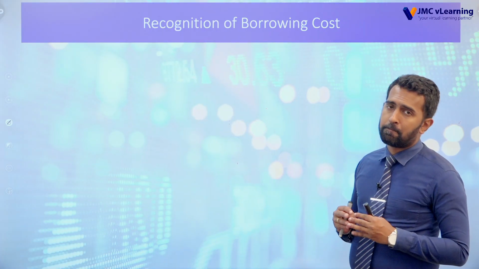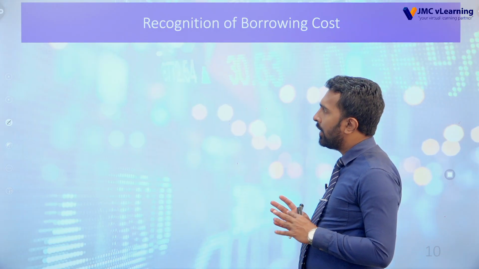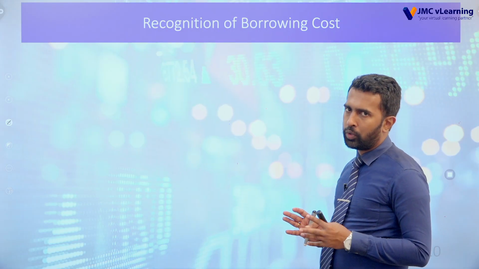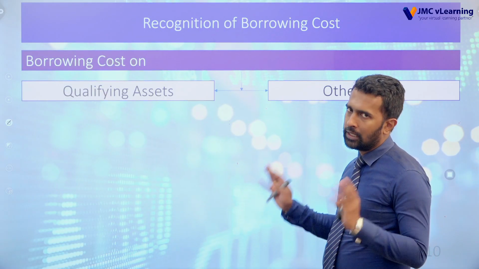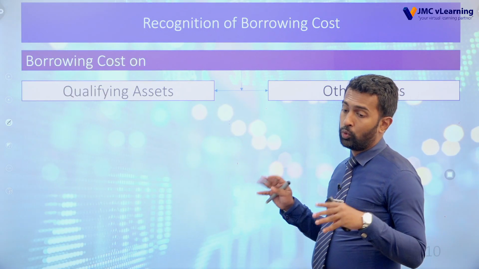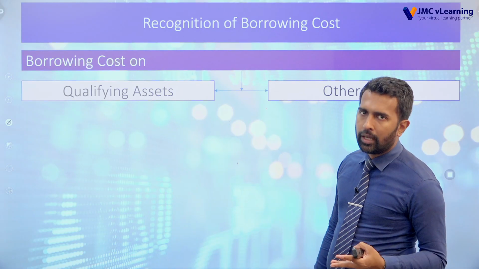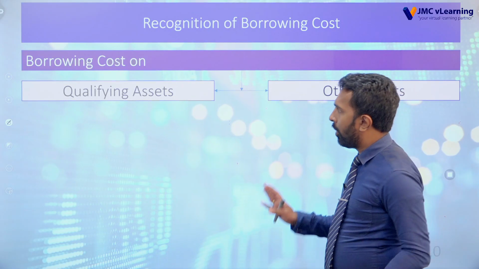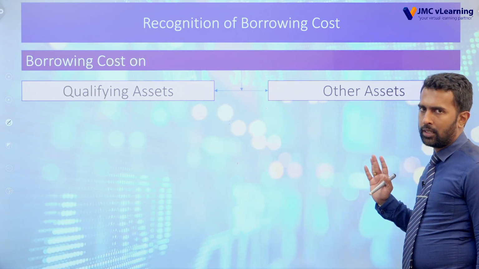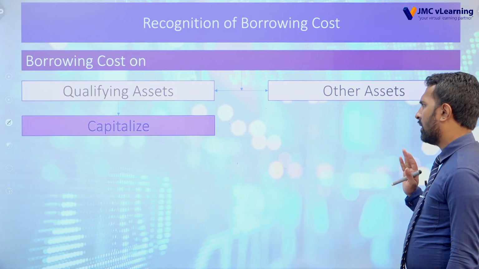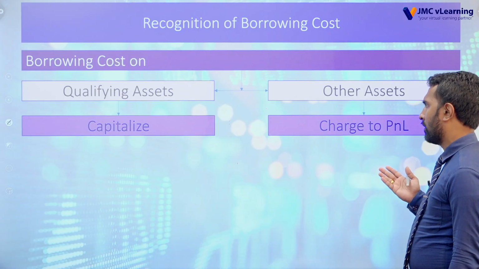Now guys, we divide the borrowing cost into two types. One is borrowing cost on qualifying assets, and the other is borrowing cost on other assets. What will happen to the other? That will be charged to profit or loss. Other එක profit or loss එකට charge කරනවා.